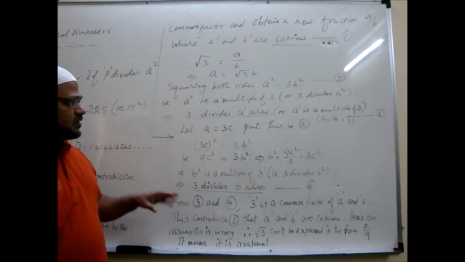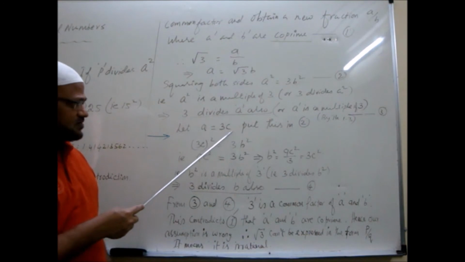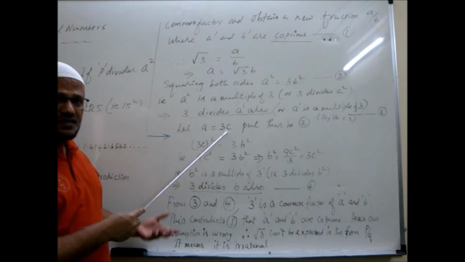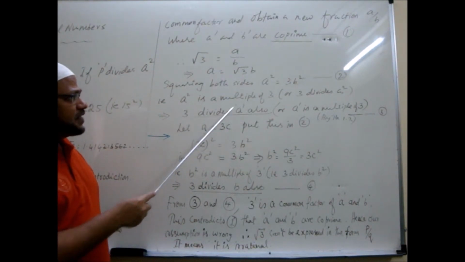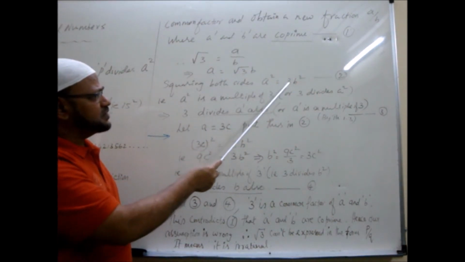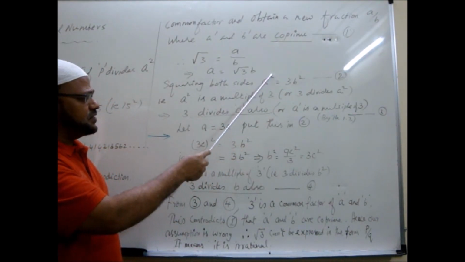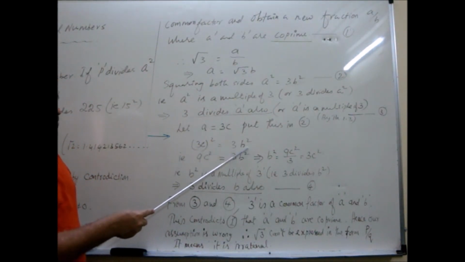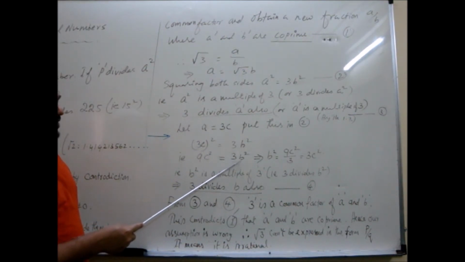So I take a is equal to 3 times some number. What is that number? I take c. A is equal to 3c, where c is some integer. Substitute that in statement 2. Statement 2 says a square is equal to 3b square. So in this place substitute 3c. 3c the whole square is equal to 3b square. What is 3c the whole square? 9c square is equal to 3b square.